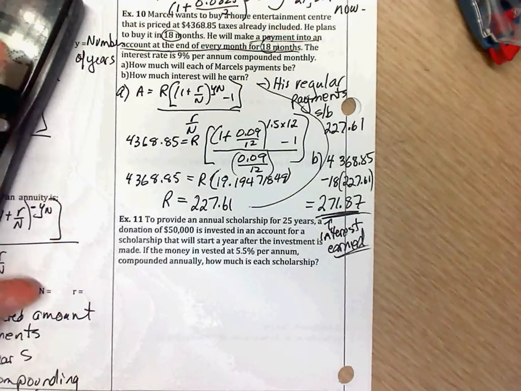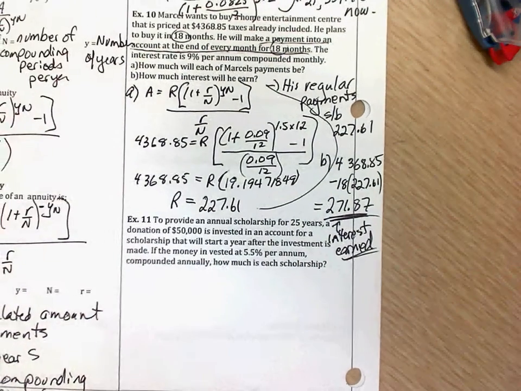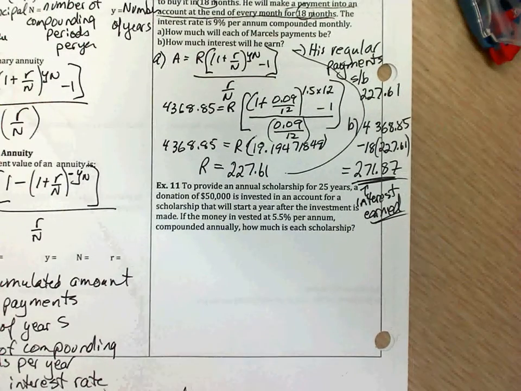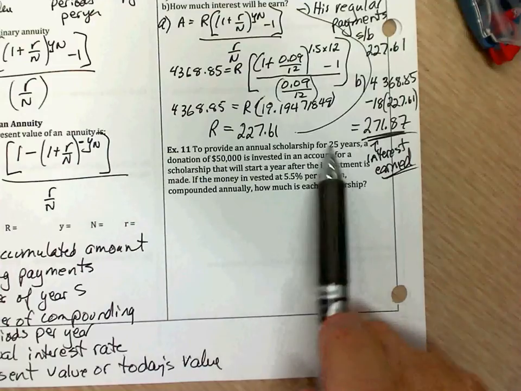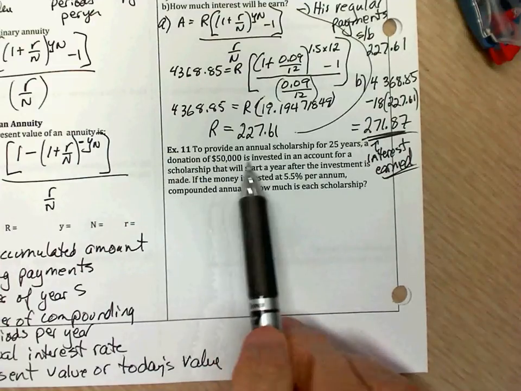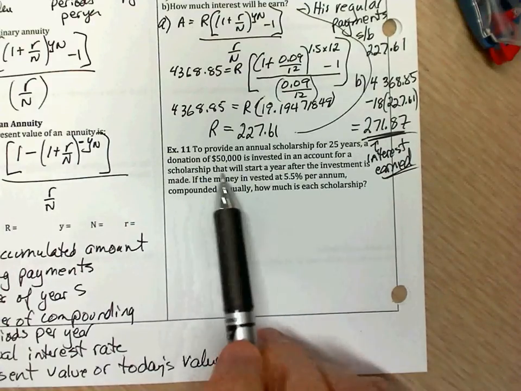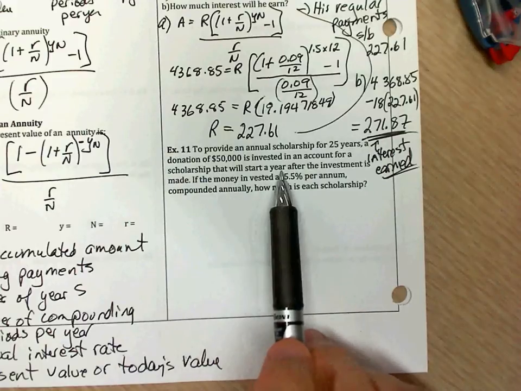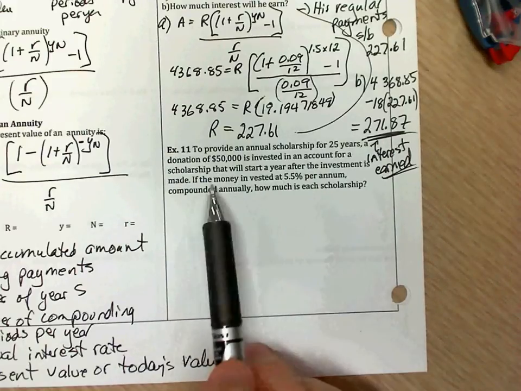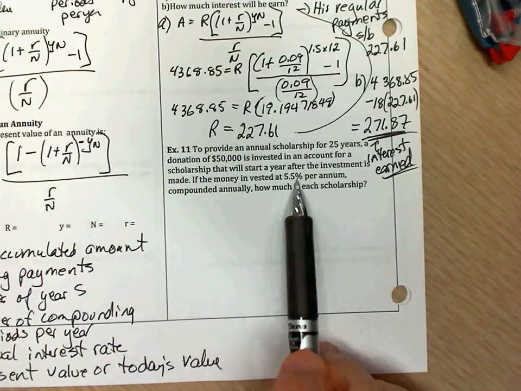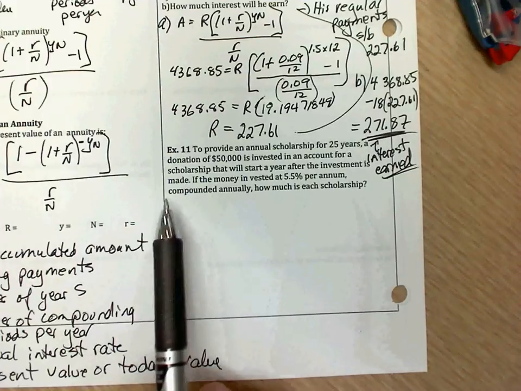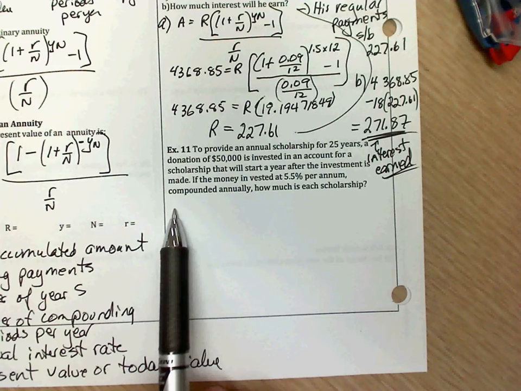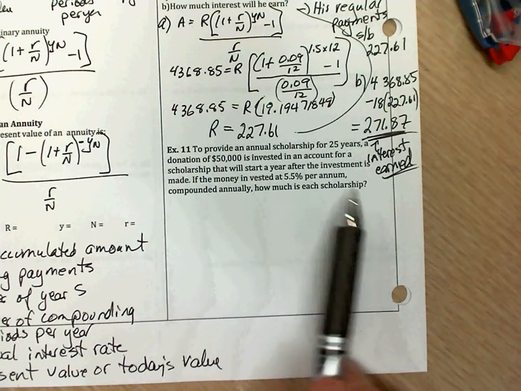To provide an annual scholarship for 25 years, a donation of 50 grand is invested in an account where the scholarship will start a year after the investment is made. If the money is invested at 5.5% per annum, how much money is each scholarship? So they're going to put in 50 grand today, and then they're going to pull money out of that investment. So this is a present value question. PV equals R.